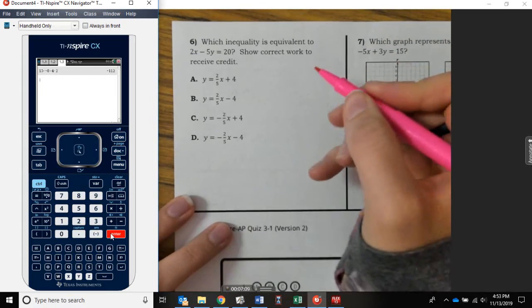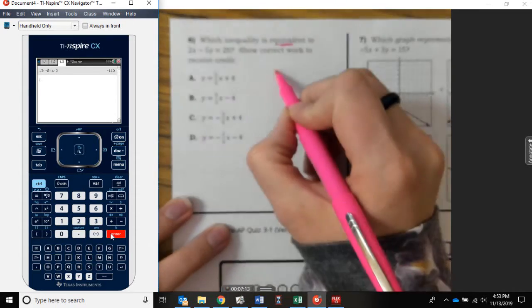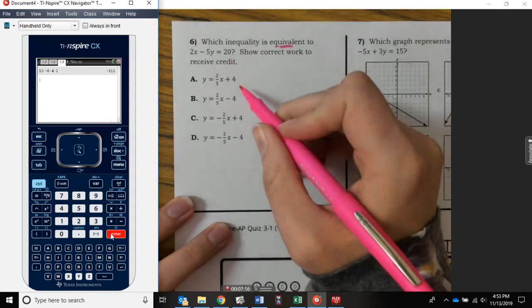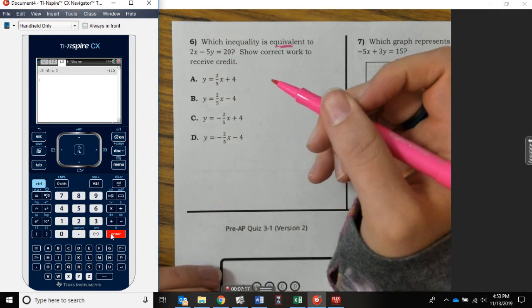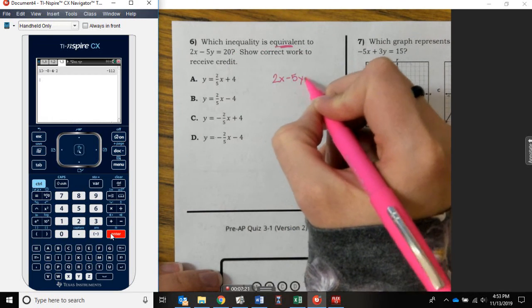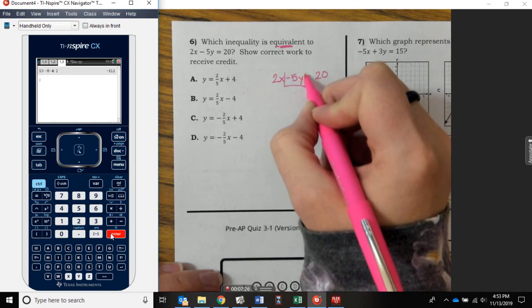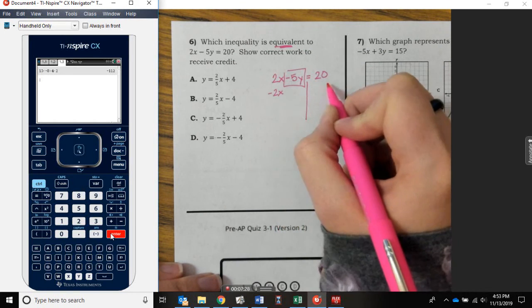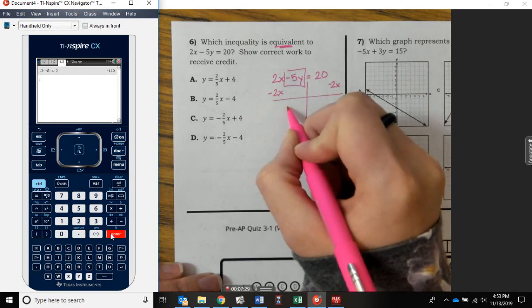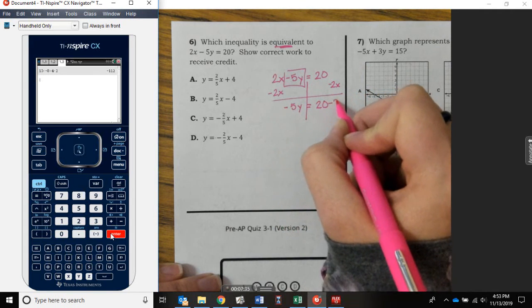Okay, number 6, which inequality is equivalent? We're looking for the one that's exactly the same. And so really you could have graphed this and saw which one overlaps, but we didn't practice that. We practiced how to solve for y, and we spent a lot of time doing it. So brick wall, box in your y, minus 2x to make a 0 pair. I have negative 5y equals 20 minus 2x.